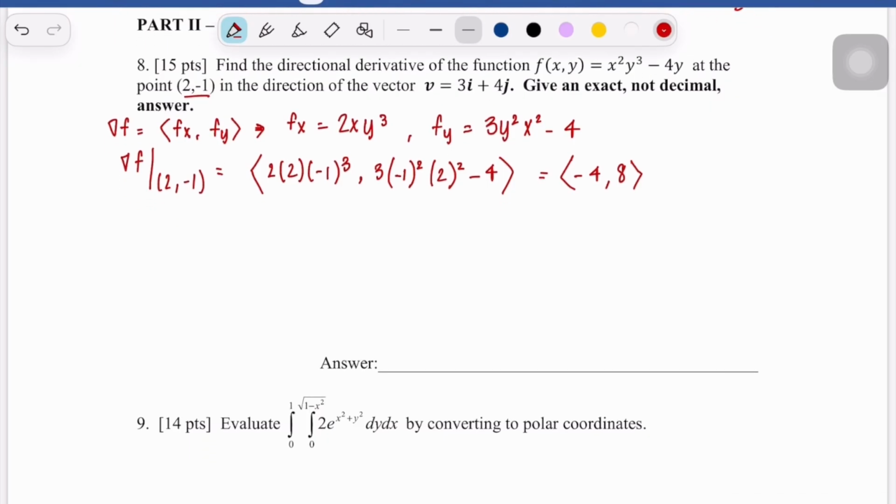And now we have to find the directional derivative in the direction of this vector. So the directional derivative is just the gradient dotted with the unit vector of v. So we start by finding the unit vector of v.